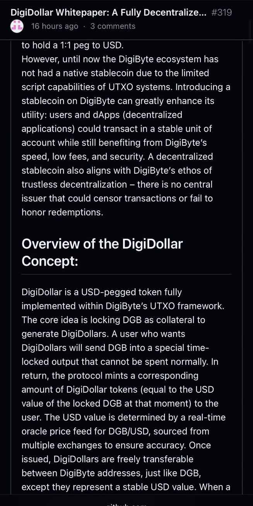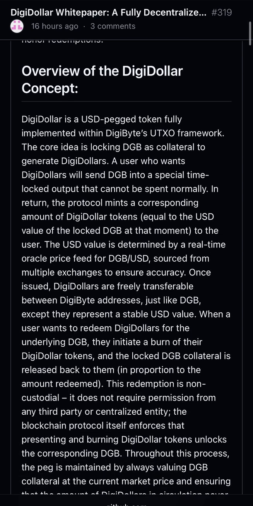However, until now the DigiByte ecosystem has not had a native stablecoin due to the limited script capabilities of UTXO systems. Introducing a stablecoin on DigiByte can greatly enhance its utility. Users and dApps, decentralized applications, could transact in a stable unit of account, while still benefiting from DigiByte's speed, low fees, and security. A decentralized stablecoin also aligns with DigiByte's ethos of trustless decentralization. There is no central issuer that could censor transactions or fail to honor redemptions.